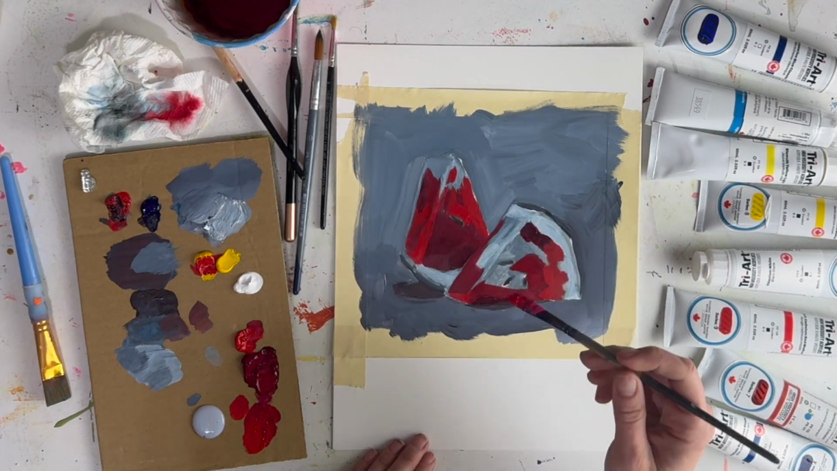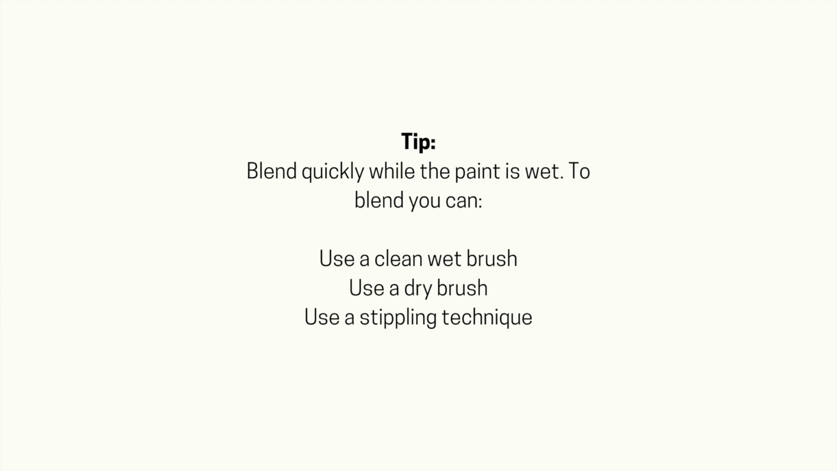And then blending. When blending, try to do it when the paint is wet. There's a variety of techniques that you can use to blend. My favorite is to paint the 2 areas that I want to blend, and then I clean my brush and I use that clean wet brush to blend the 2 colors together. You can also use a dry brush or a stippling technique.